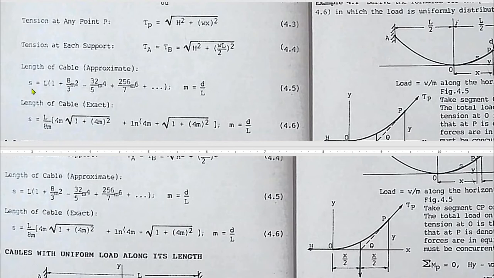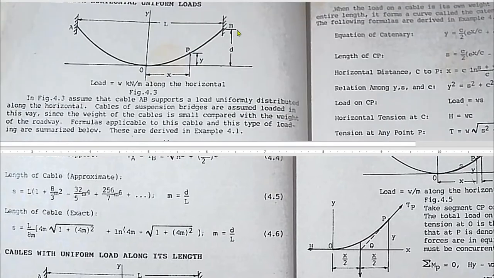We have S is equal to L times the quantity 1 plus 8 all over 3m squared minus 32 all over 5m to the 4 plus 256 all over 7 times m raised to the 6. Take note na ratio m is d all over L. Okay, so that is this distance all over the horizontal length L. Mapapansin nyo na, let's say this is 1, no? And then this is L.